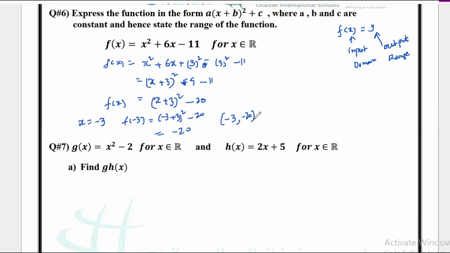So the minimum value, basically the range, we identify along the y-axis. The minimum value on the y-axis is minus 20. We can say that the range of f of x is f of x greater than or equal to minus 20, meaning minus 20 and bigger values. Why? Because it's a minimum point, which is minus 20, and then all values above.